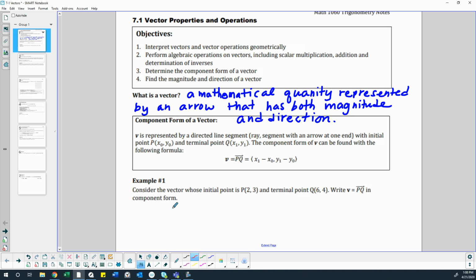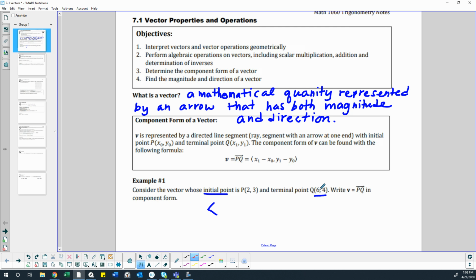Okay, so let's go ahead and do example 1. By using this formula, we will find the component form of a vector that starts at an initial point of 2, 3 and a terminal point of 6, 4. So to follow our formula, we're going to be taking, I can't draw my arrows obviously very well. Let me do better. That looks better.